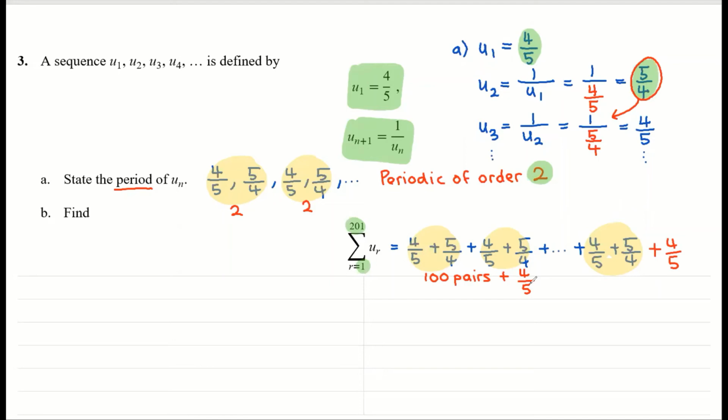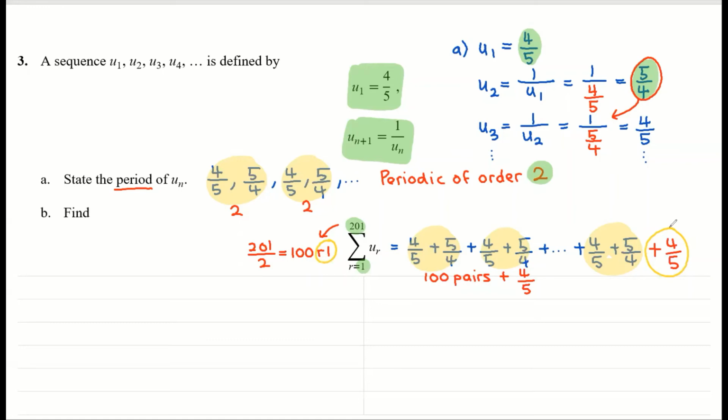And you can do this if you simply just do 201 divided by 2, you get 100 remainder 1, don't you? The remainder 1 is, of course, the 4/5. So the remainder 1 here is this 4/5 here. Okay, I hope that makes sense. So that's just the thinking behind it. Now let's think how we can actually calculate this.